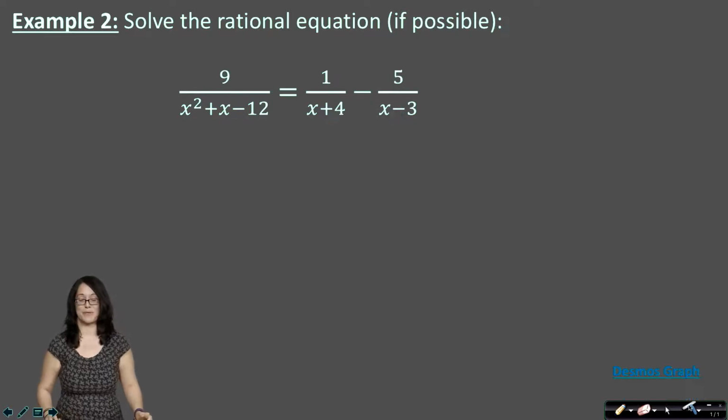Take a look at example 2. It says, could you solve this rational equation? 9 over x squared plus x minus 12 is supposed to equal 1 over x plus 4 minus 5 over x minus 3. All right, so pause the video, try it on your own.